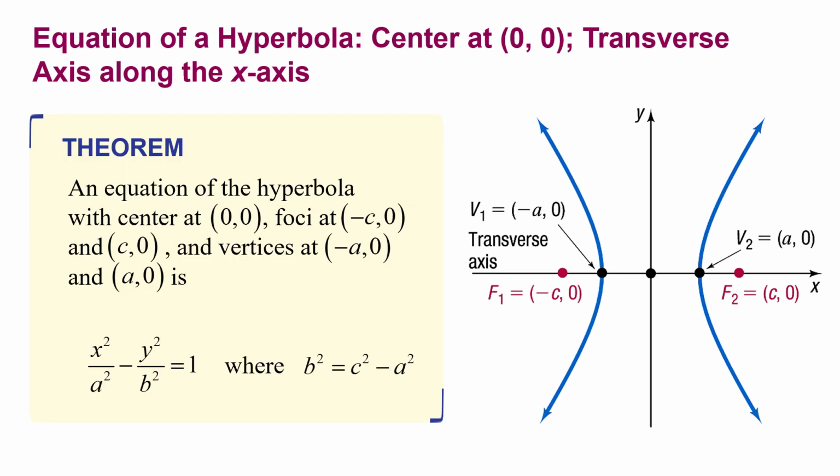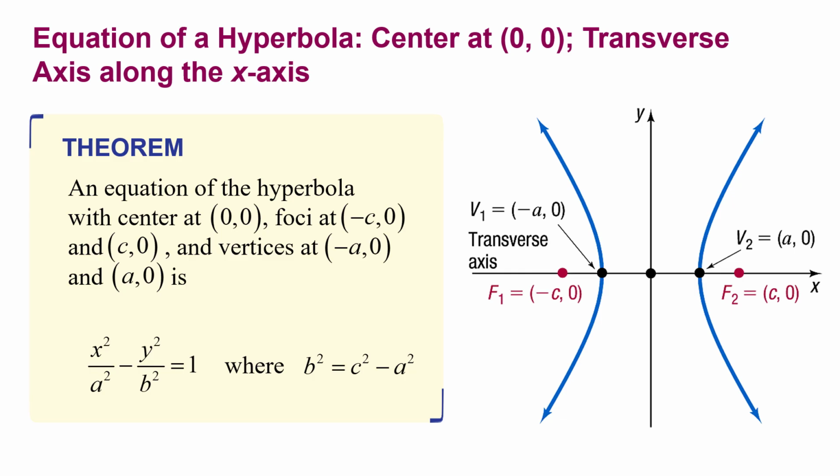Now on this slide, we present the equation of a hyperbola with center at the origin and transverse axis along the x-axis. The theorem states an equation of the hyperbola with center at 0, 0, foci at negative c, 0 and c, 0, and vertices at negative a, 0 and a, 0 is x squared divided by a squared minus y squared divided by b squared equals 1, where b squared is equal to c squared minus a squared.